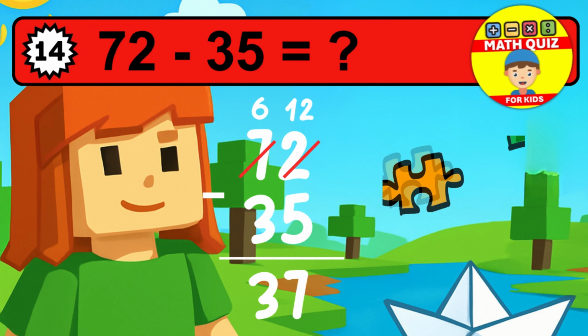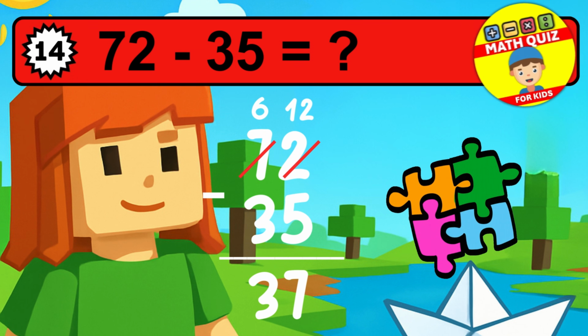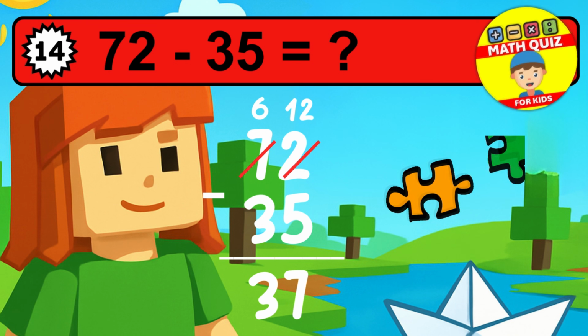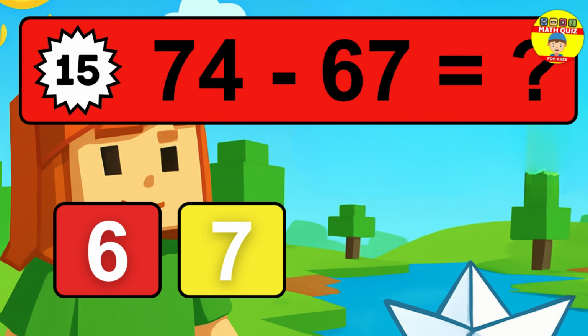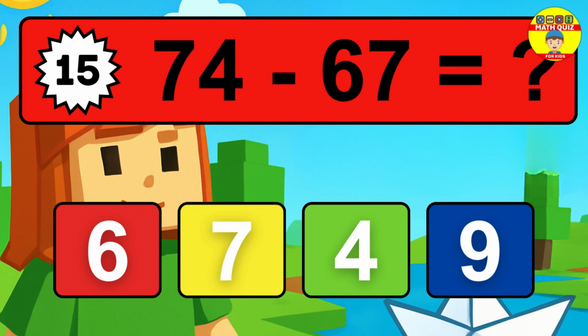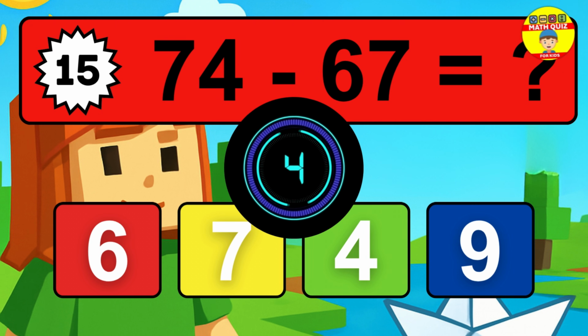Then we go to the tens. 6 minus 3 is 3. The final answer is 37. What is 74 minus 67? Time to think.